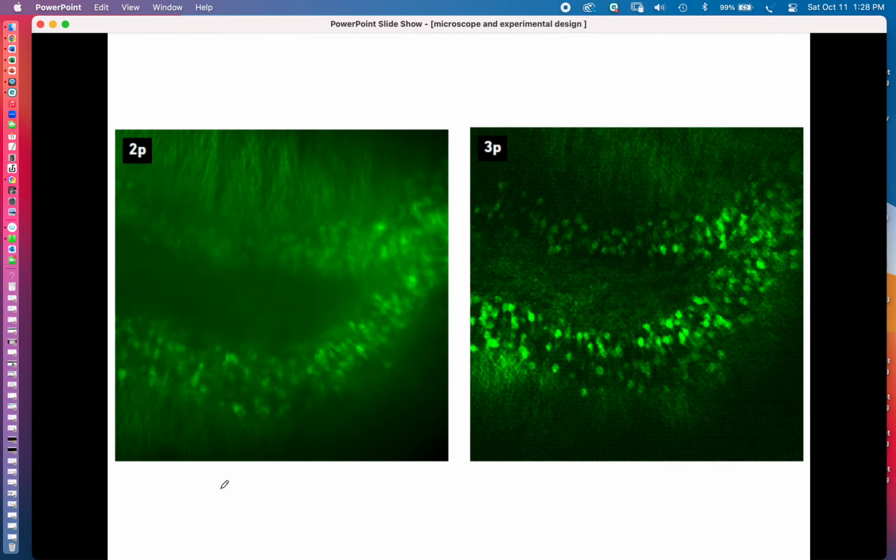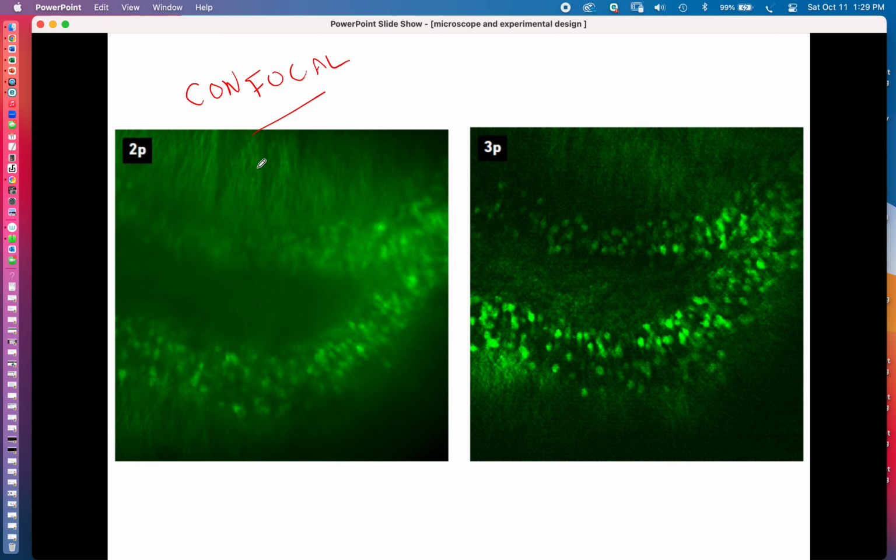So a two-photon or a multi-photon microscope is a confocal microscope, and what they're doing here is, a photon is a unit or a bundle of light, so if one photon hits the pigment, it will glow.